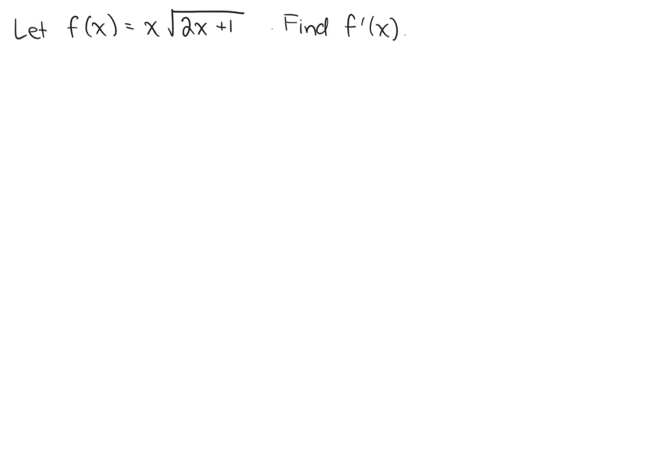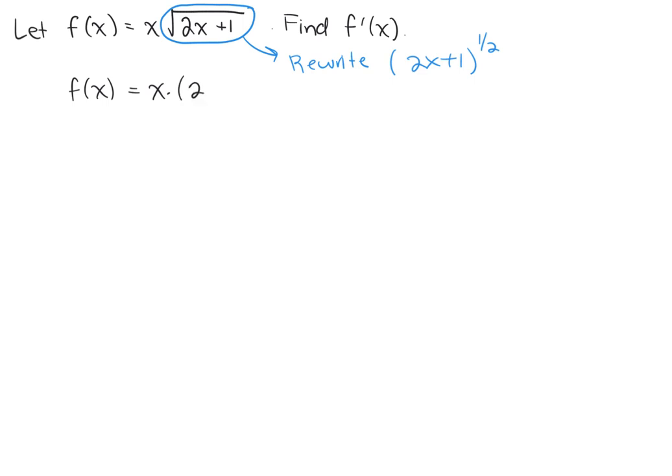Anytime that you have a function where it has a square root sign in it, my advice to you is before you take the derivative, rewrite this radical sign as a power. So I can rewrite the square root of 2x plus 1 as 2x plus 1 raised to the 1/2 power. So let's go ahead and rewrite this function before we take the derivative. So that's the same thing as x times 2x plus 1 raised to the 1/2 power.